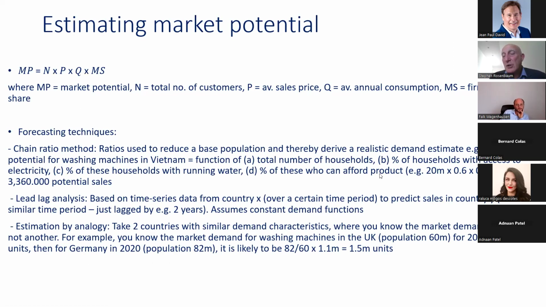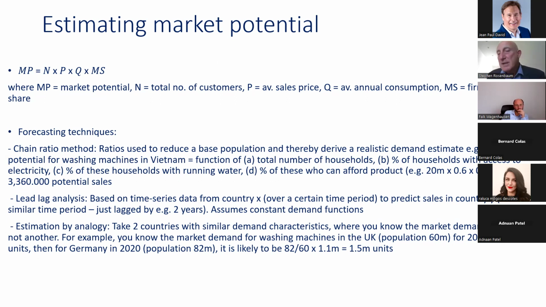I talked a little bit about market potential, and this is how we assess market potential. So market potential is a function of the total number of customers. That's not necessarily the population, of course. These are the people that would actually be using the product. So if it's children's toys, then it's the number of children in the economy, in the society. And then the average sales price. And then Q is the average annual consumption. So if it's toothpaste and we use a tube of toothpaste once a month, then the average annual consumption is 12. If we're buying a washing machine and we buy a washing machine every 5 years, then the average annual consumption's 0.2. And then, of course, we have to multiply that by our market share.